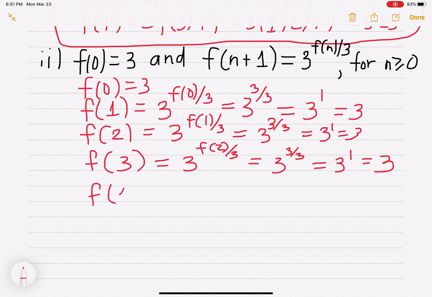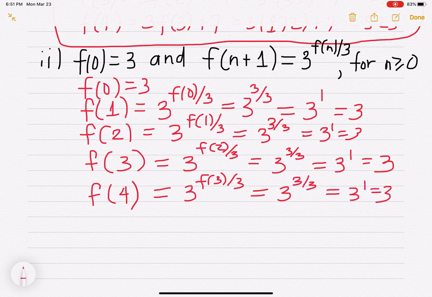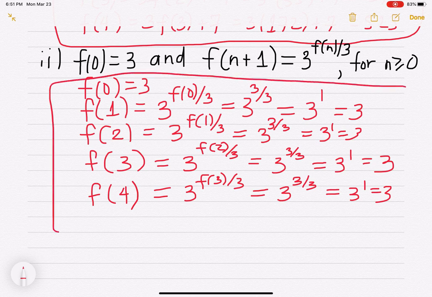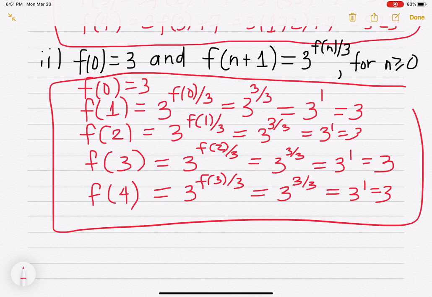And then finally f of 4, 3 to the f of 3 over 3. That's 3 to the, well, f of 3 was 3, and then that's over 3, so 3 to the 1, 3. So it looks like this is just a stationary sequence. It's 3, 3, 3, 3. It's just repeating.